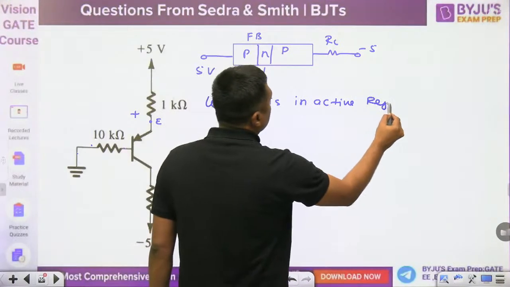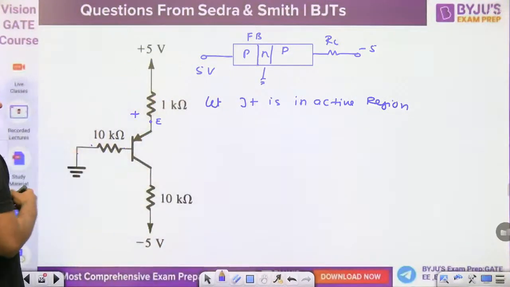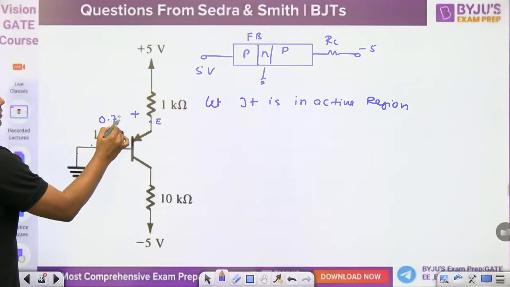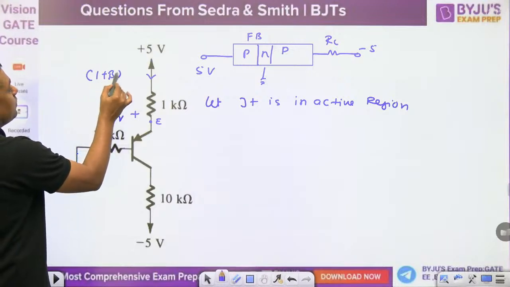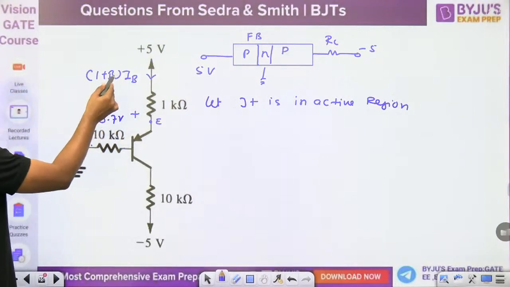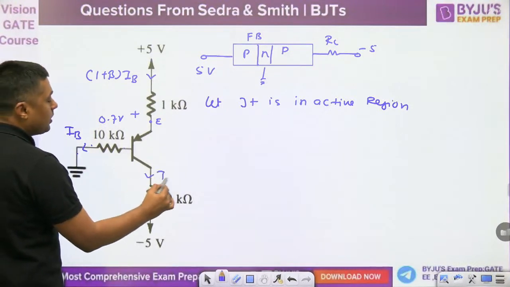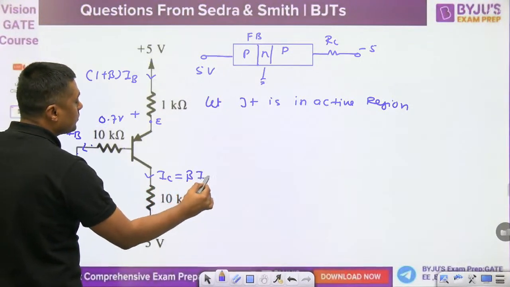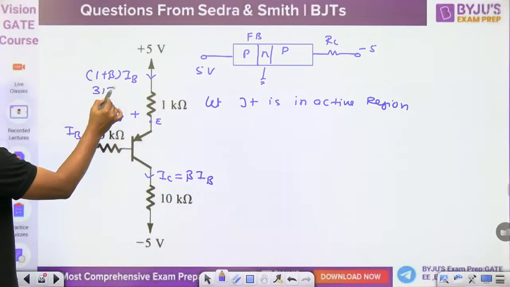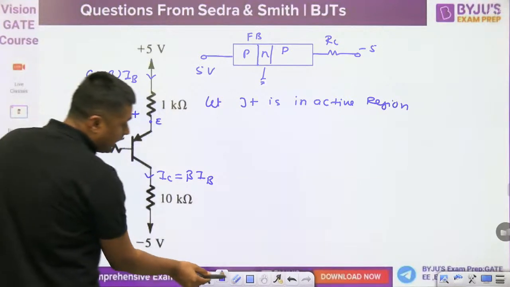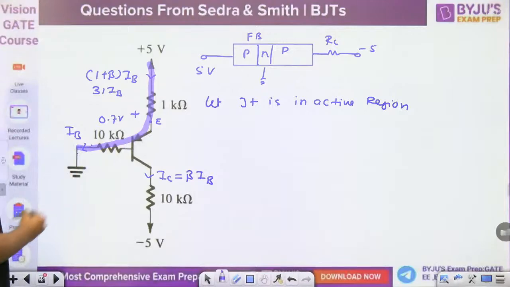In the active region, you can find the value of, for example, this is 0.7 volt. This value IE will become 1 plus beta times IB, and this is the IB. And this IC will become beta times IB. Beta is given as 30, so 31 times IB. Directly you can write a KVL here, KVL from this point to this point.